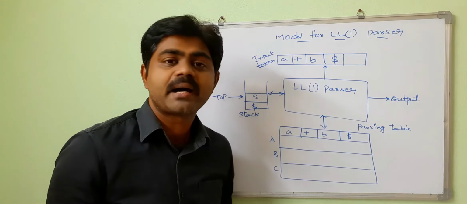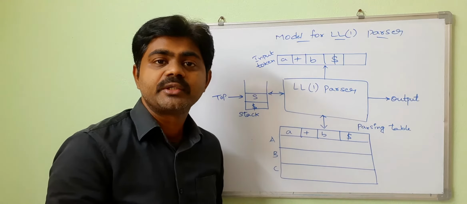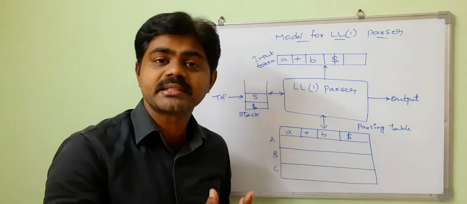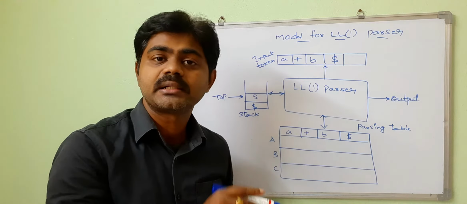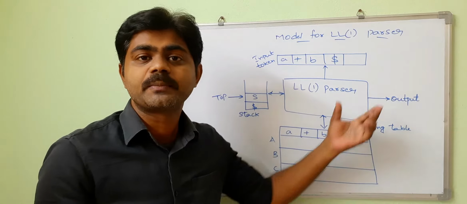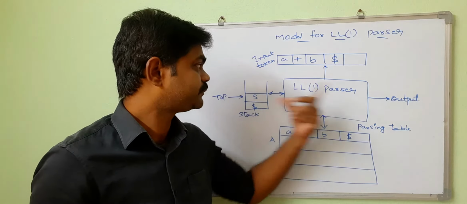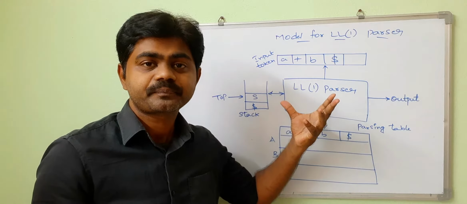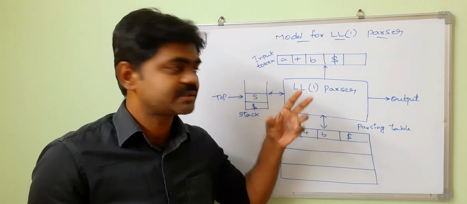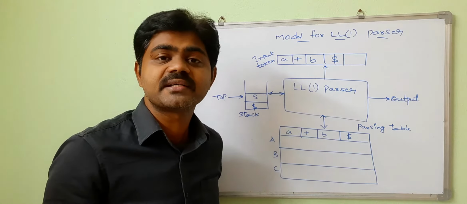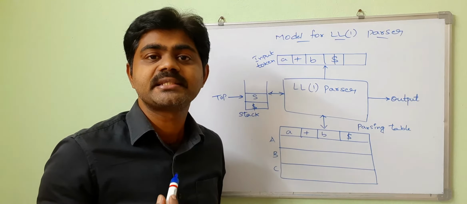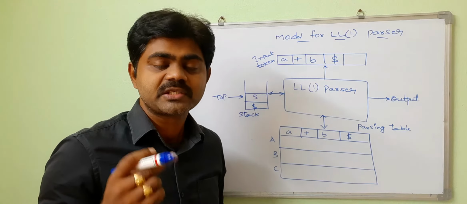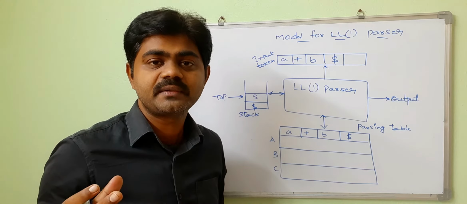And here we have a parsing table. In this parsing table, we have non-terminals, terminals and the dollar symbol, and finally we process the input and produce the output. How this is done, we'll see now. First we should find out first and follow, because in order to construct a parsing table we should know first and follow. We'll see the rules for first and the rules for follow.